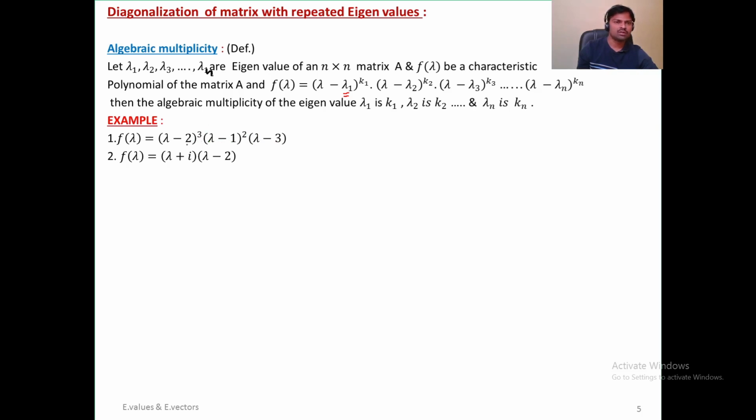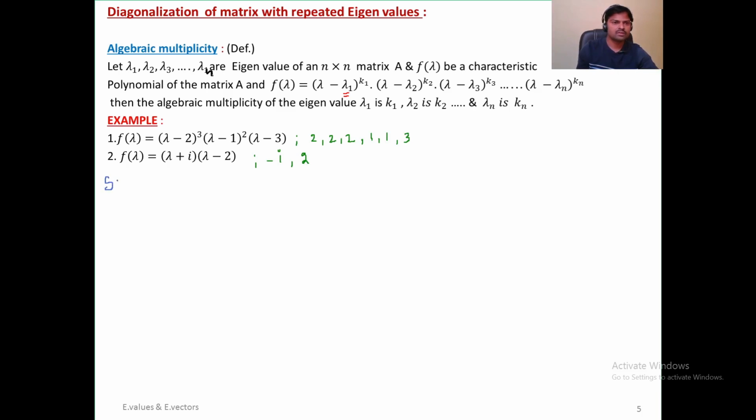Clear? Indirectly, what are the eigenvalues here? The eigenvalues are 2, 2, 2, that is 2 three times, 1, 1, that is 1 two times, and this 3 one time. Look, 6 eigenvalues exist. Therefore it is the characteristic polynomial of a 6 by 6 matrix. Okay, similarly in this one, what are the eigenvalues now? Minus i is the first eigenvalue, the second eigenvalue is 2.